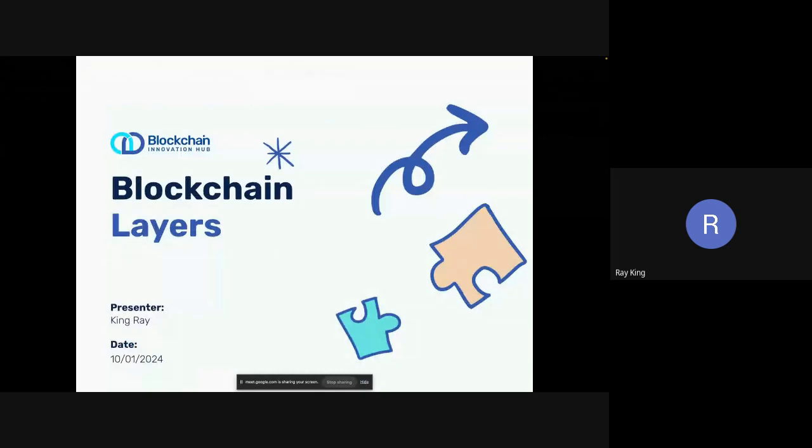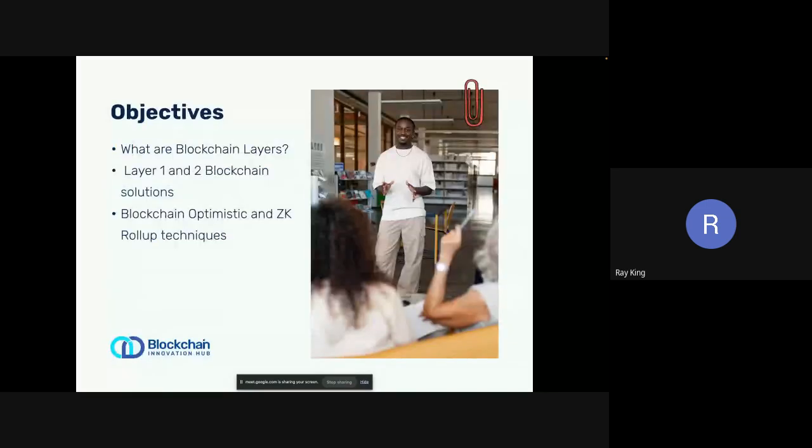Okay, then let's go ahead with today's class. Today we'll be looking at blockchain layers. The objective for today is to understand what blockchain layers are. We're going to look at layer one and two blockchain solutions. And then we'll look at blockchain optimistic and ZK, that's zero knowledge, roll-up techniques.